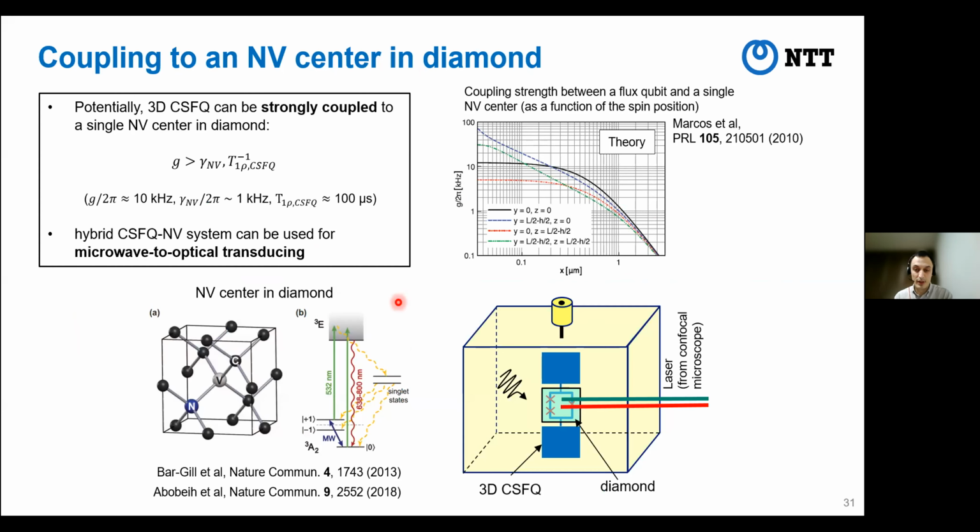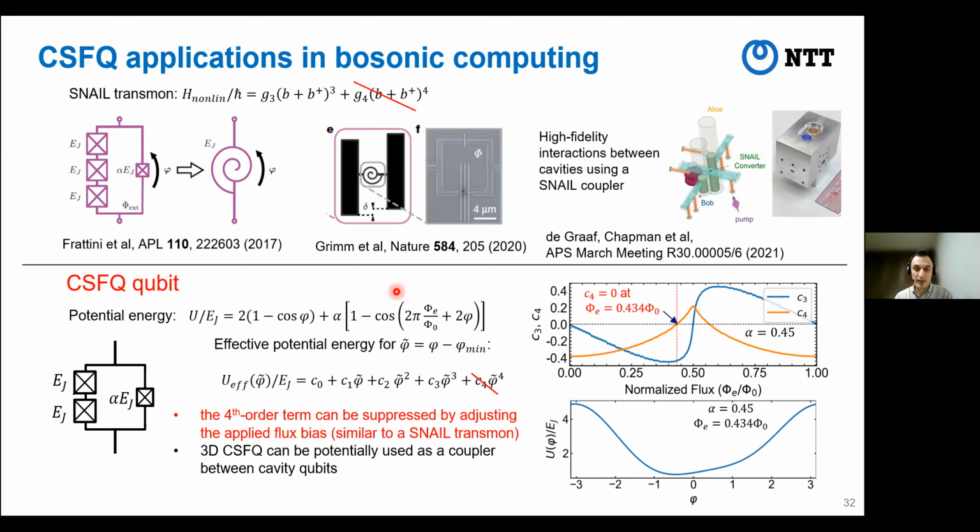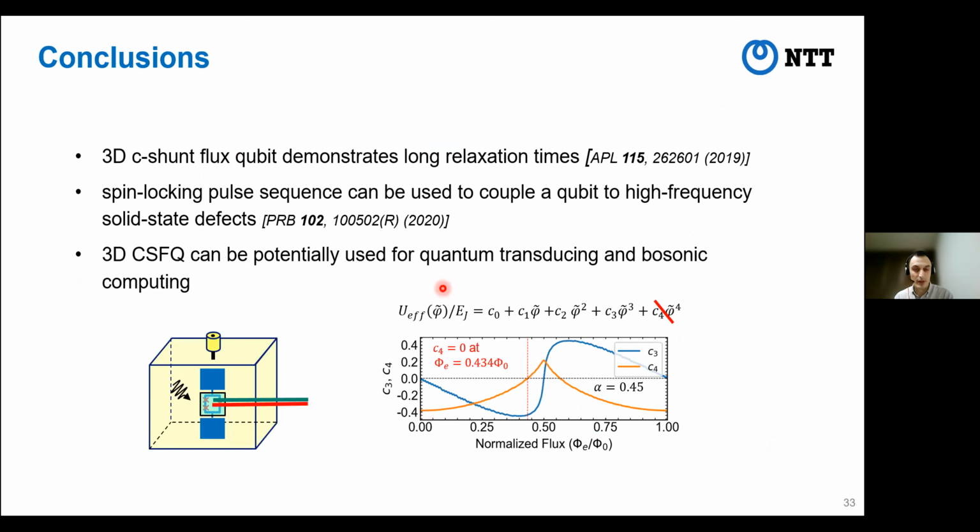We think we can use a similar technique to couple our qubit to NV centers in diamond. NV centers in diamond have both optical and microwave transitions, so we can use them for microwave to optical conversion. Another possible application of our qubit is related to bosonic computing. It can be shown that our c-shunt qubit is similar to a snail transmon, and so it is possible to suppress the fourth order nonlinearity of our qubit by adjusting external flux bias. Similar to a snail qubit, our qubit can be used as a coupler between bosonic qubits. Here are my conclusions. Thank you for your attention.